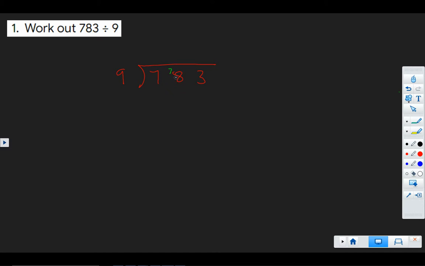How many 9s go into 78? 8 9s are 72, so a remainder of 6. How many 9s go into 63? 7. So our answer is 87. And to go and practice that skill on Century, the nugget that you're looking for is 3.11.